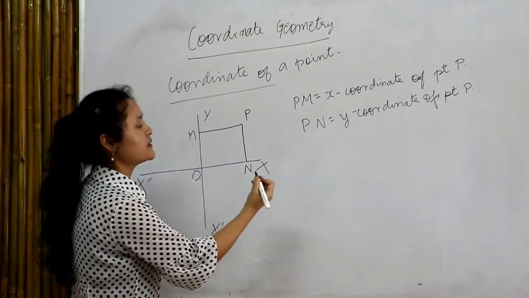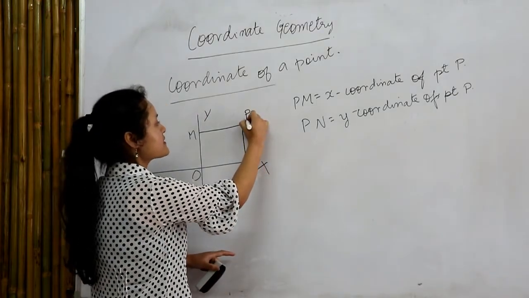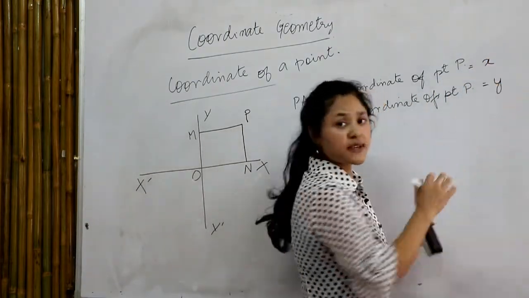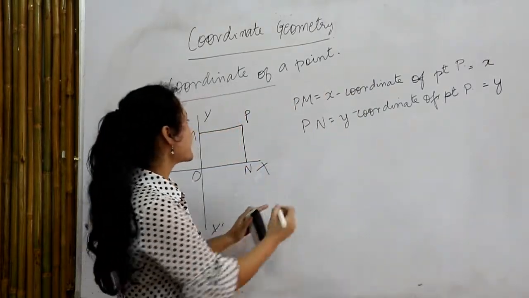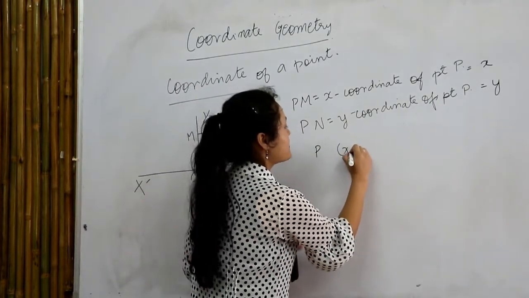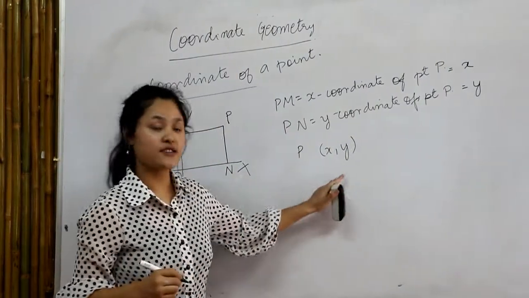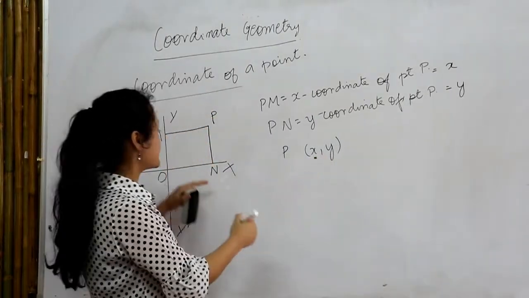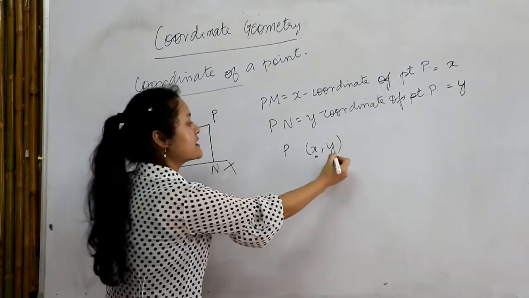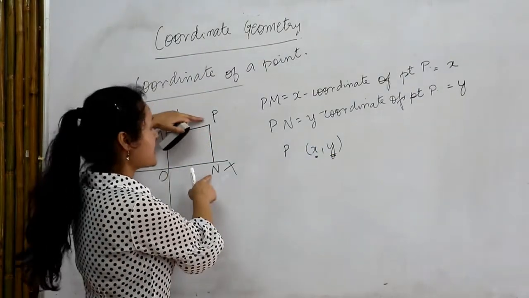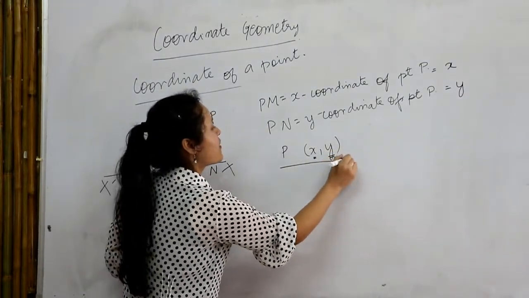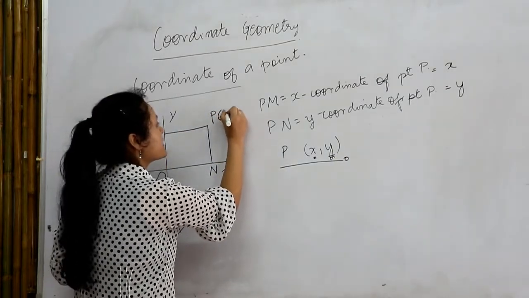So I'll just call this one x, this one y. It can be any distance. So this P has coordinates (x, y). We usually write it this way: x is the distance PM, which we write first, and y is the distance PN, which we write second. So this is the coordinate of the point P.